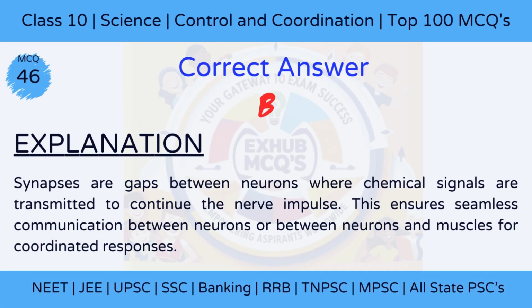The correct answer is option B, transmit signals chemically. Explanation. Synapses are gaps between neurons where chemical signals are transmitted to continue the nerve impulse. This ensures seamless communication between neurons or between neurons and muscles for coordinated responses.